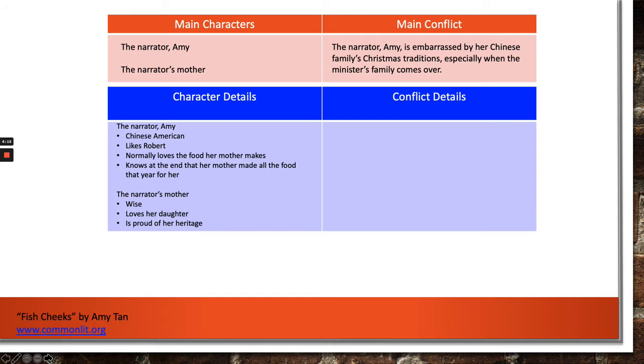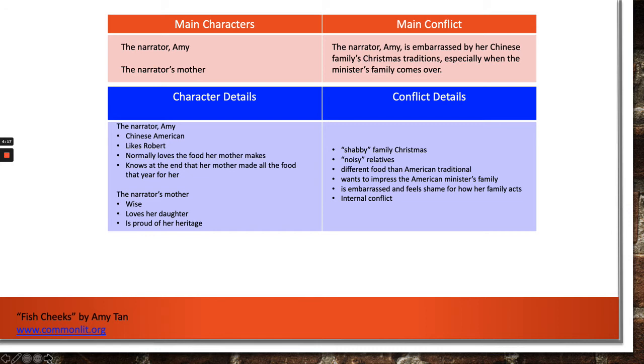So what are some details about the conflict? Shabby family Christmas. Amy is feeling that internal conflict of wanting to be more American and less Chinese. So she describes her family Christmas as shabby. She describes her relatives as noisy. She's worried about different food than American traditional food and how the minister's family will react to that. She definitely wants to impress the American minister's family, and she's embarrassed and feels shame for how her family acts. And so this is definitely an internal conflict.